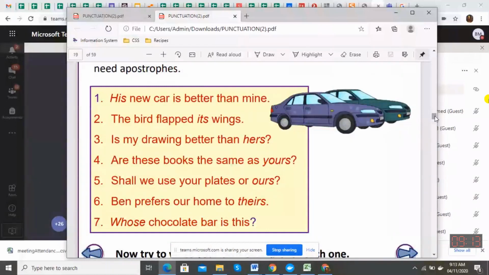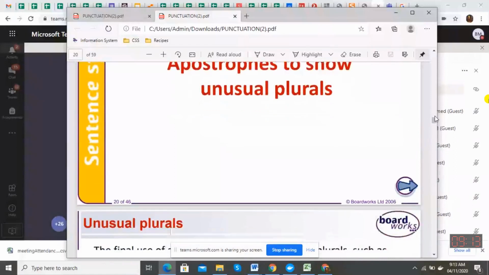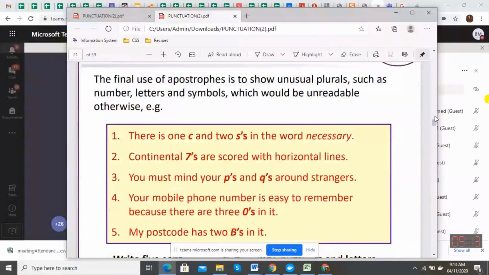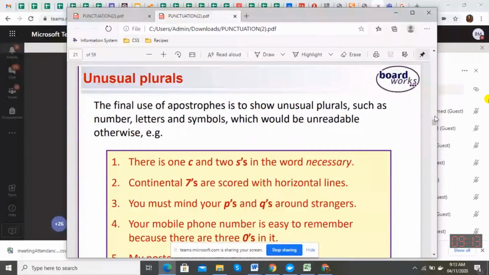Good. So the apostrophe is used to show unusual plurals. There is another function of apostrophe. Can anyone read it? Yes, ma'am. The final use of apostrophes is to show unusual plurals such as numbers, letters, and symbols, which would be unreadable otherwise. For example, there is one C and two S's in the word necessary.